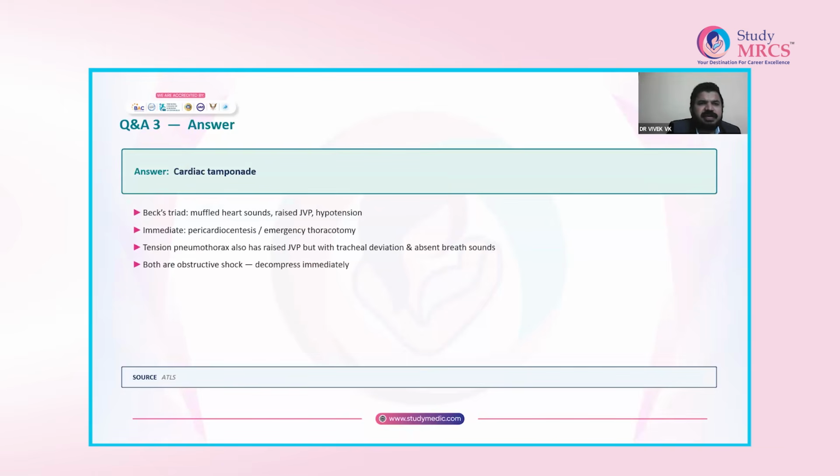So what is the condition? That is called cardiac tamponade. That is Beck's triad. You will get muffled heart sounds, a raised JVP, and hypotension. What will be the immediate management? Pericardiocentesis or emergency thoracotomy is the immediate management. How will you differentiate cardiac tamponade from tension pneumothorax? Tension pneumothorax also has a raised JVP, but with tracheal deviation and absent breath sounds. In tension pneumothorax, the trachea is deviated and the breath sounds are absent. Both are causes of obstructive shock and you have to decompress immediately.